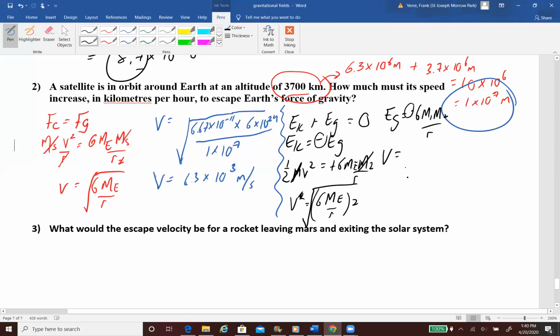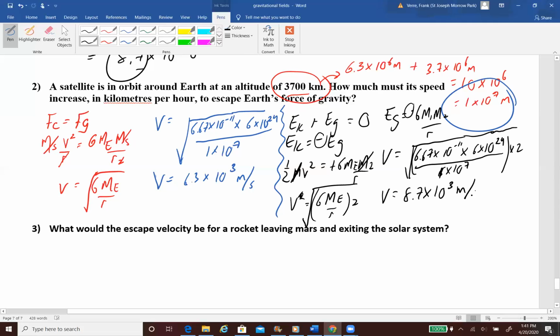So if we do that, then v, the escape velocity, would be big G, 6.67 times 10 to the minus 11, times the mass of Earth, all over the radius being 1 times 10 to the 7, all times 2. Okay. And then we take the square root of that. If we do that, we get an answer of about 8.7 times 10 to the 3 meters per second.